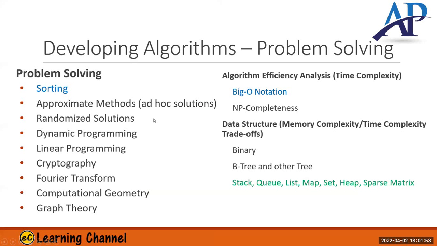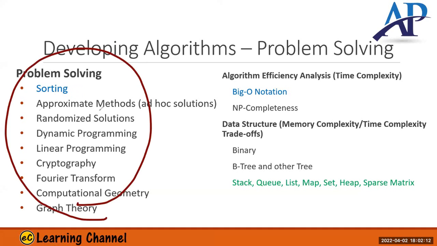First, when you do problem solving and study computer science, there are a lot of topics in algorithm study. Basically, these are the algorithms you need to study: sorting, approximate solutions, random solutions, dynamic programming, linear programming, crystallography, Fourier transform, computational geometry, whatever algorithm.